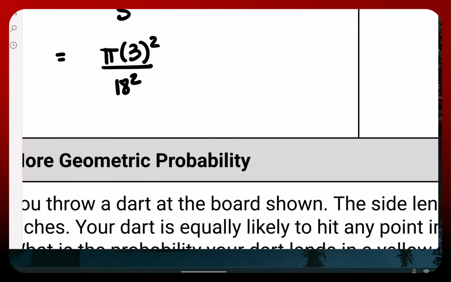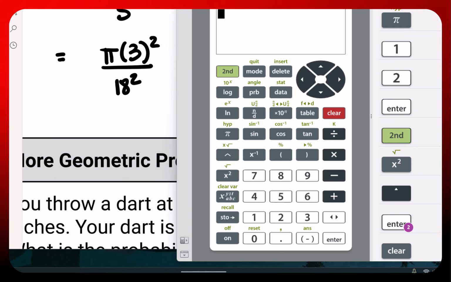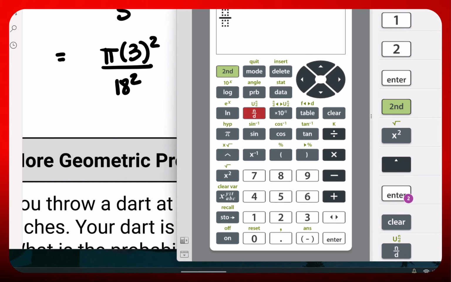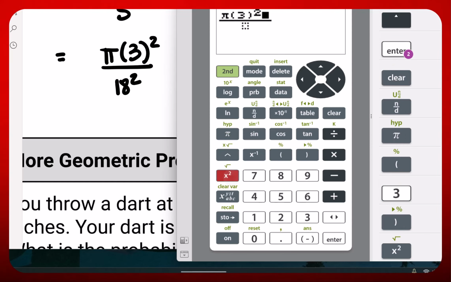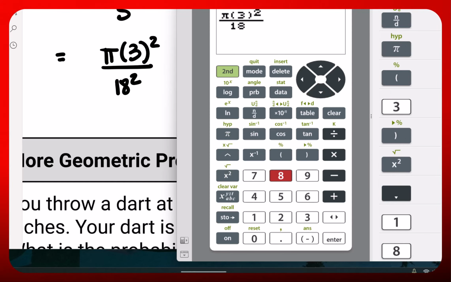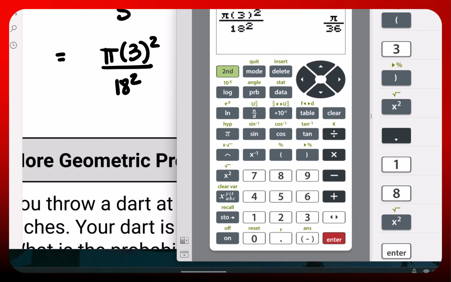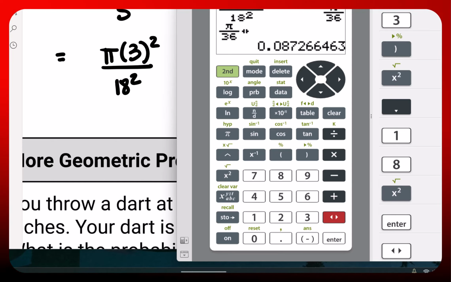So I'm just going to divide that by the total area of the board. I'm going to pause the video, type that in your calculator, and let's see what you get. To type this in on your calculator, we hit the little fraction bar and go pi times 3 squared over 18 squared. It gives you pi over 36. If you want to change that to a decimal, we hit this little opposite arrow thing right here, and that's what you should have on your board.